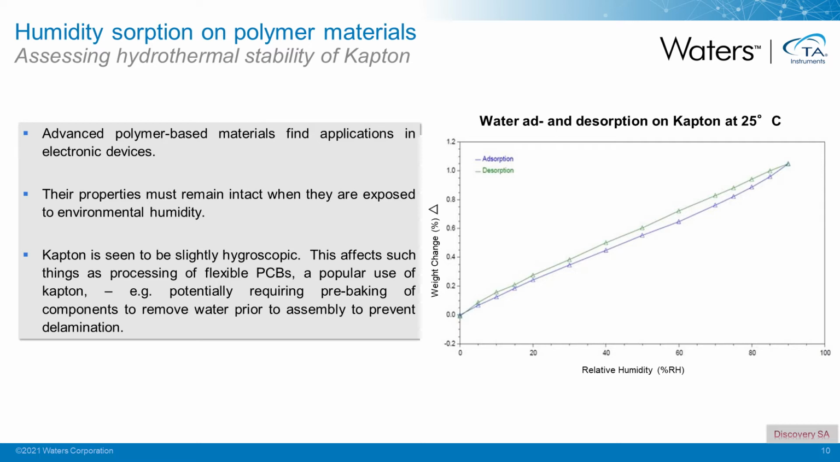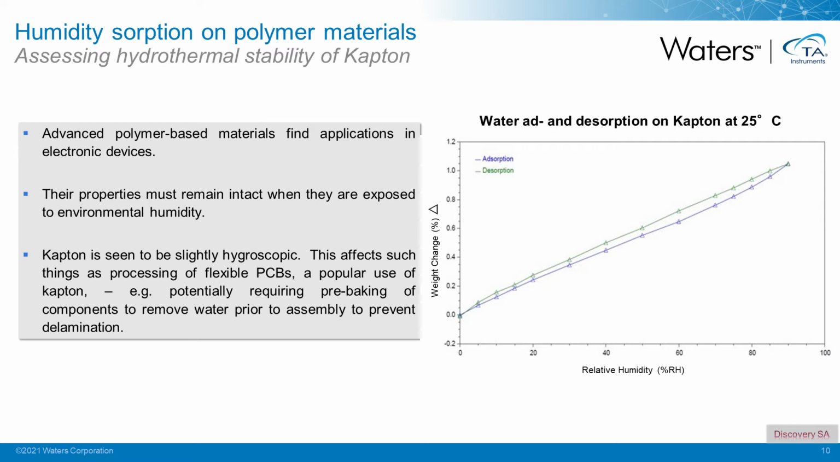And we can see that the curve here is actually fairly linear. The material gains just a little over 1% going up to 90% relative humidity. And there is a little bit of hysteresis related to this material. But once we get back down to 0% RH, we see that it actually goes back to its original length. So information like this is important on a number of levels.